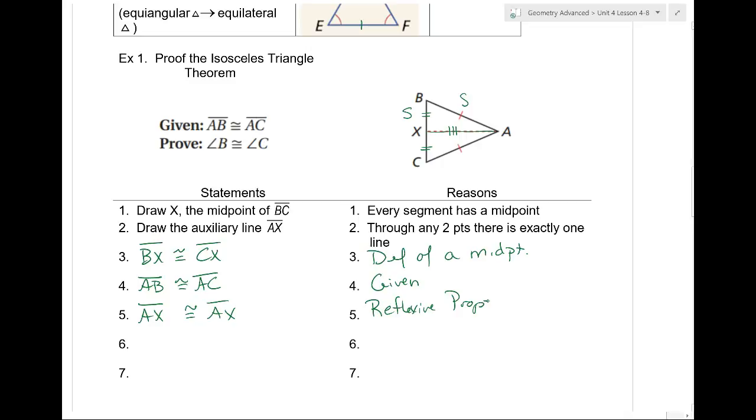What do we know about our triangles? They're congruent. So I got triangle ABX is congruent to triangle ACX. And that's going to be what reason, scholars? Side congruence. Awesome. Now remember, what am I trying to prove? I'm really trying to show that those base angles are congruent. Well, what's so special about those base angles?